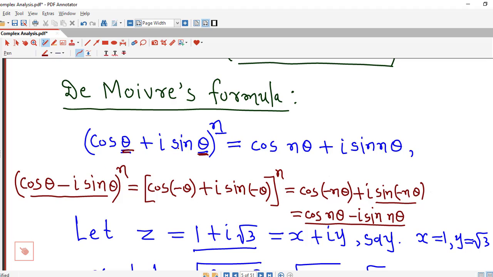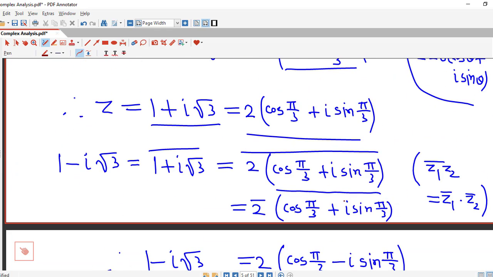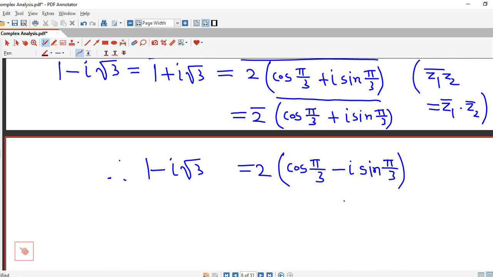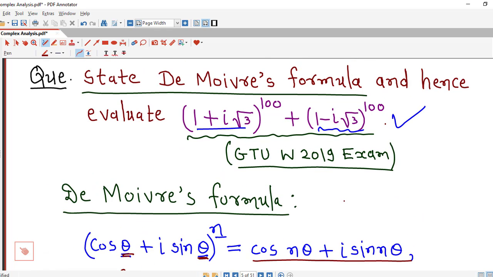So (cos θ + i sin θ)^n will be equal to cos nθ + i sin nθ, and (cos θ − i sin θ)^n will be equal to cos nθ − i sin nθ. So we have converted 1 + i√3 and 1 − i√3 into polar form. Now we can simplify this.